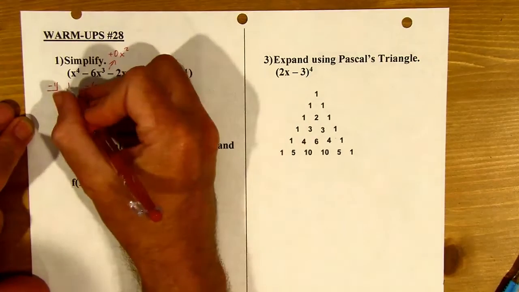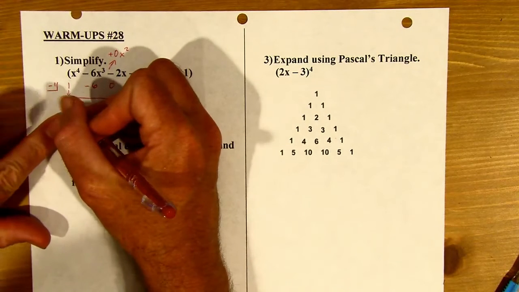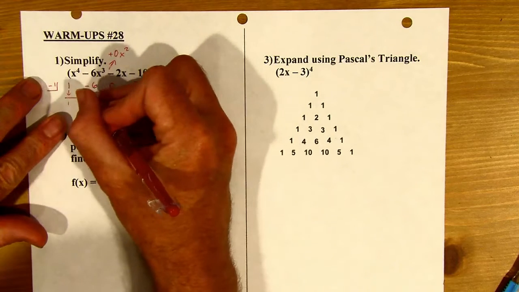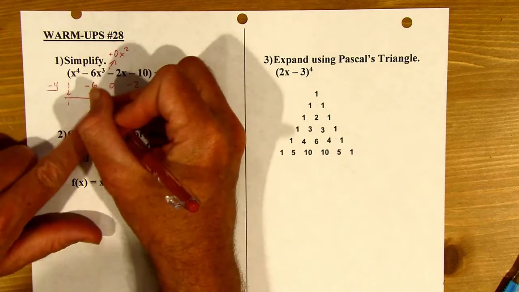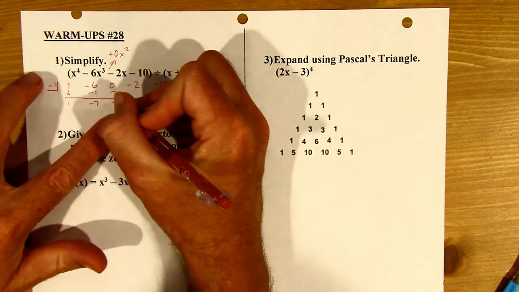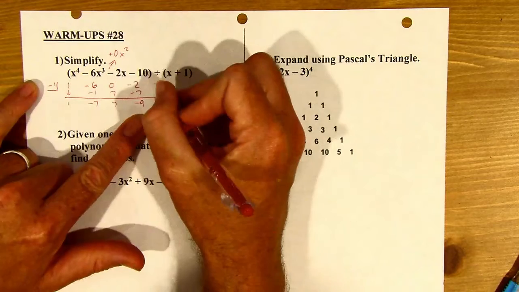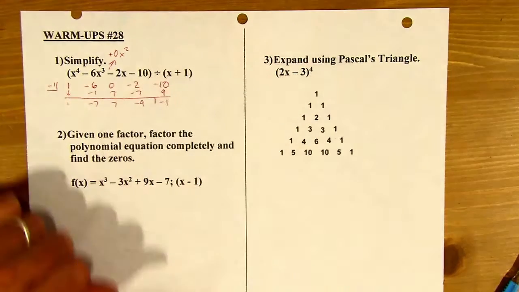All right, and I'm going to pull this 1 down, nothing to add it to, so 1 down here, and every time I get a number down here, I multiply by -1. Okay, and then these two I add, and multiply by -1, add these two, multiply by -1, add, multiply by -1, add one more time, and there we go, okay?